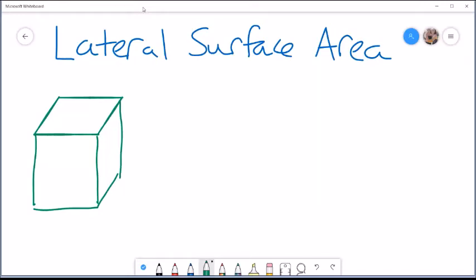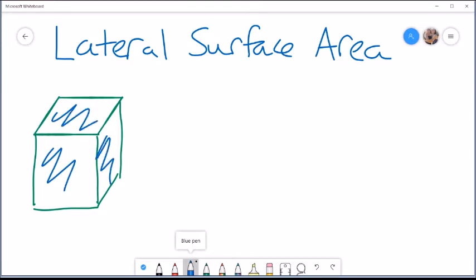Today's lesson is going to focus on lateral surface area. Previously, when we had our e-learning days, we talked about how to find the surface area of a rectangular prism by adding up the areas for all the sides. You have this side here, this side here, this side here, and then a matching side on the bottom, a matching side on the left, and a matching side in the back. And we had to add all those together to find the total surface area.